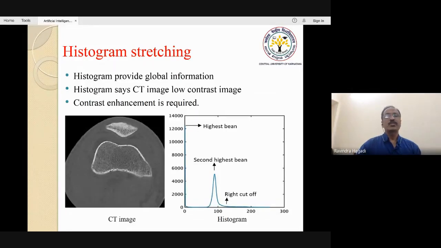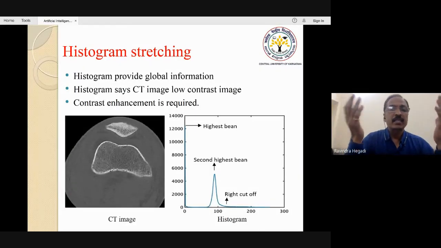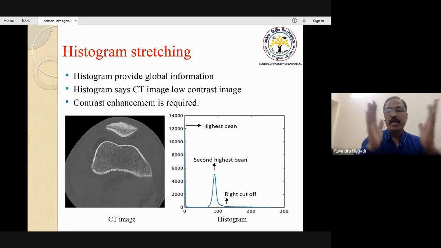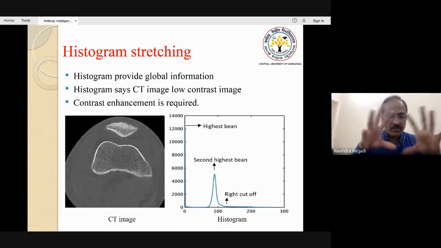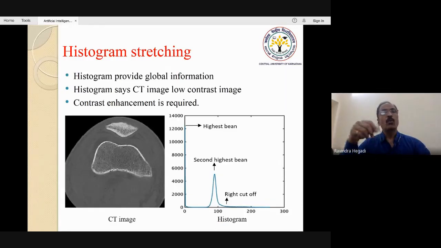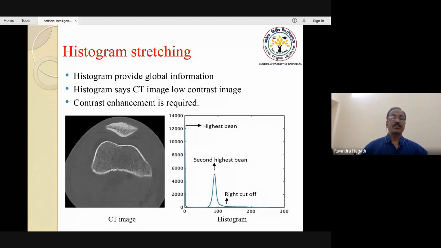We have used histogram stretching in the pre-processing. Basically, histogram stretching converts a low contrast image to a high contrast image. The histogram provides global, overall information of the entire image. It tells whether the CT is a low contrast or a high contrast image. If it is low contrast, we need to enhance it.